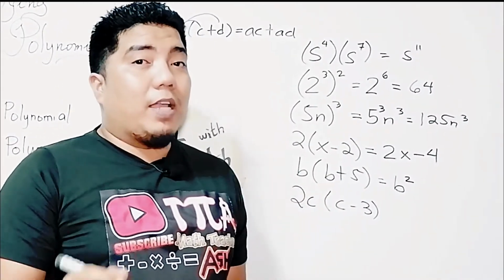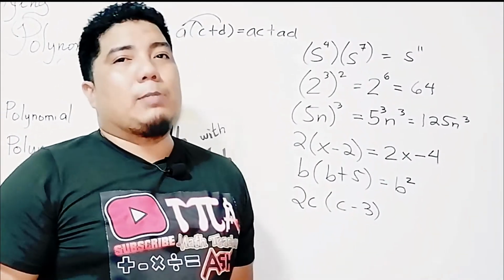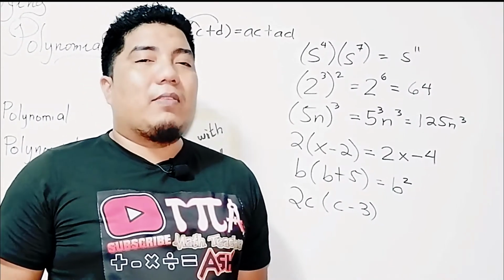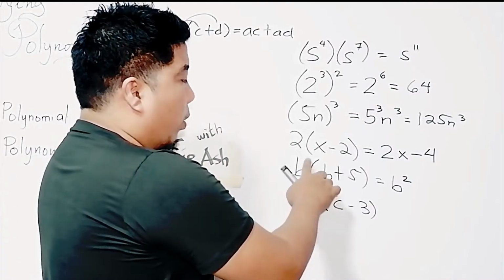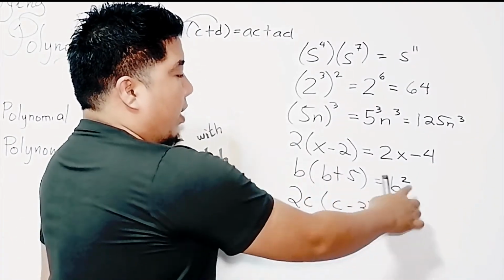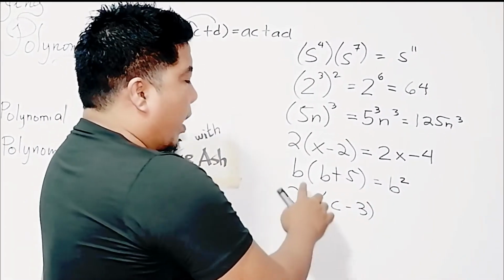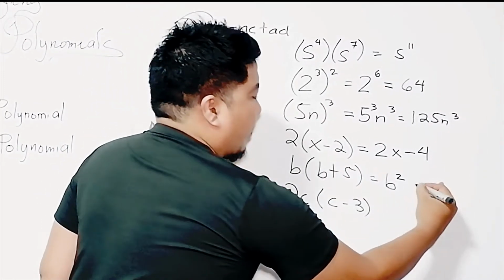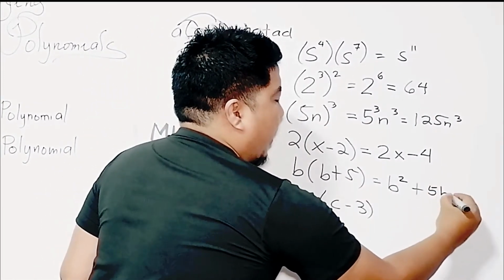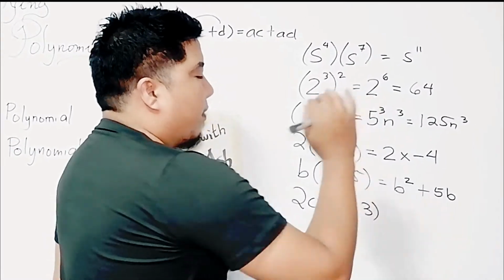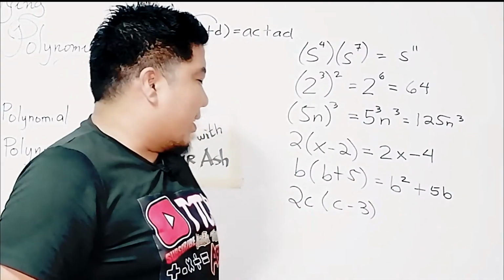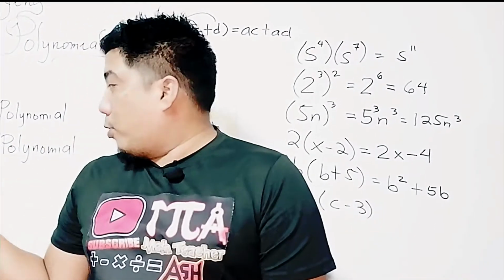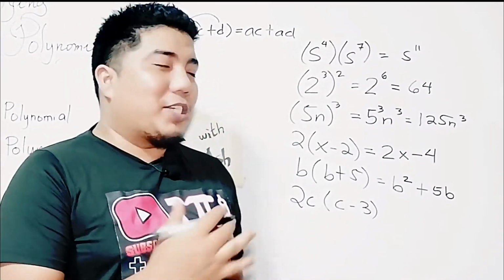Now, if you see a variable without a visible exponent, then the exponent of that variable is automatically 1. Okay? So there is a 1 here and there is also a 1 here, giving you 2. Now, b times 5, and that will be 5b. Since this is positive, you just copy the plus sign. Easy, right?